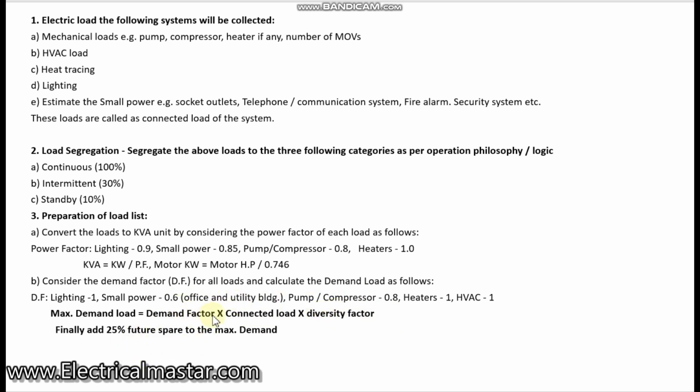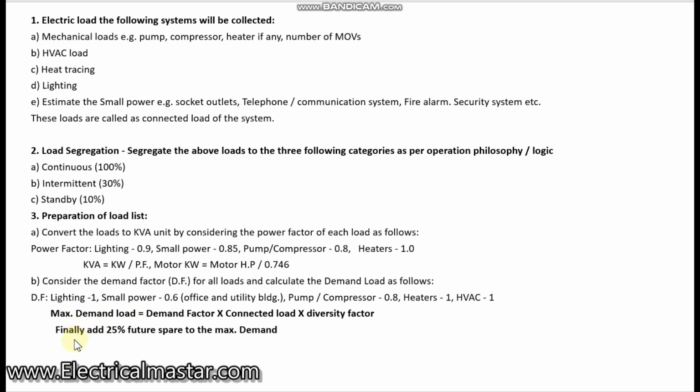Okay, so demand factor is nothing but duty factor, and connected load is whatever load you are connecting, motor or pump, whatever it is, and diversity factor. These are the diversity factor values: pump means 0.8, heater means 1, DB means 1, and small power socket means 0.6. That is the maximum demand load.